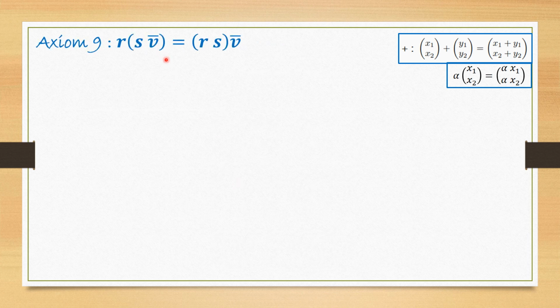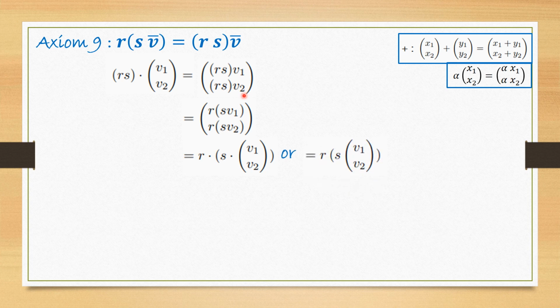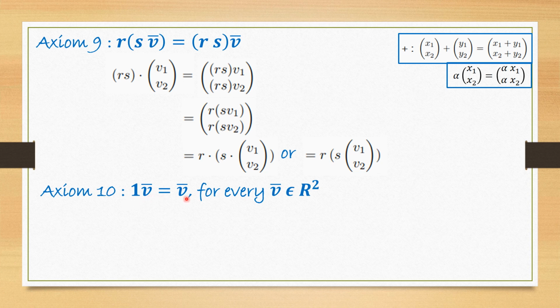Axiom 9 is also obvious. rs times (v1, v2) is (rs v1, rs v2). Again rearranging, we will end up with r times s times (v1, v2), or we can write simply like this without the dot. The last axiom, 1 times V vector equal to V vector for every V vector in R2. This property is called the multiplicative identity.